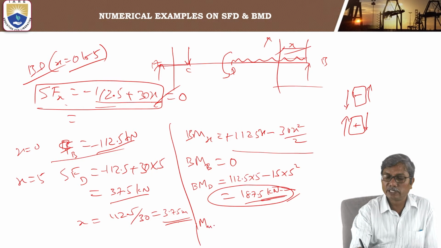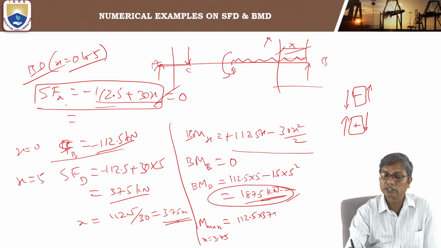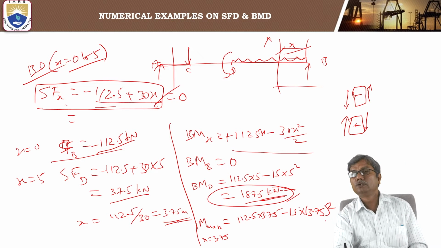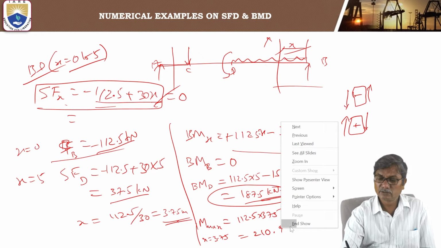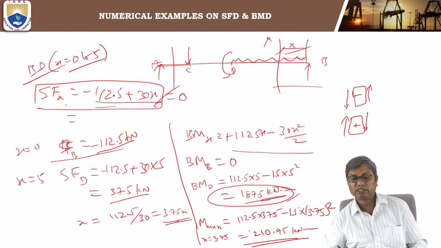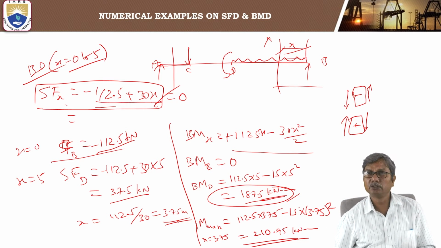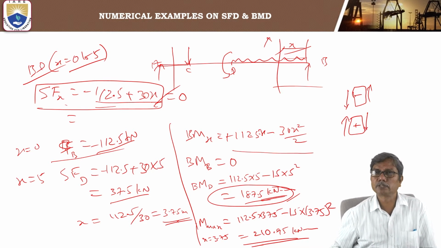How about the maximum bending moment at x equal to 3.75? So substituting this value of 3.75 here, 112.5 into 3.75 minus 15 into 3.75 square, it comes out to be 210.95 kilonewton meters. So this is the maximum bending moment, which occurs at a distance of 3.75 meters from B.